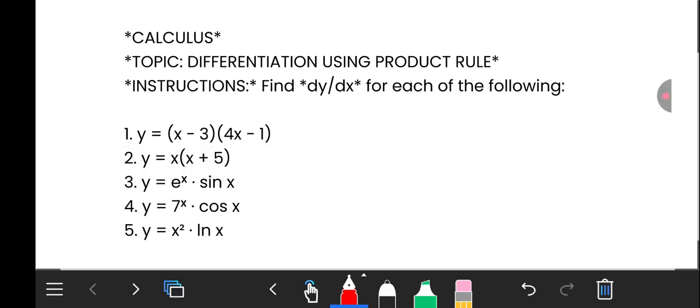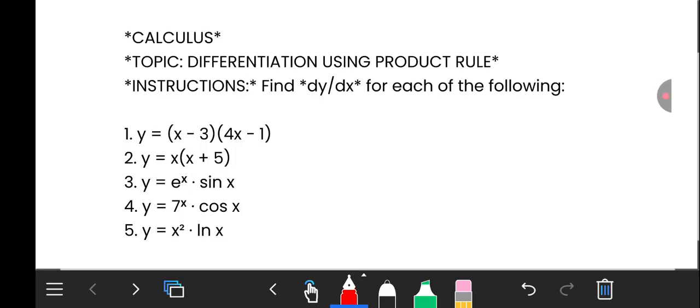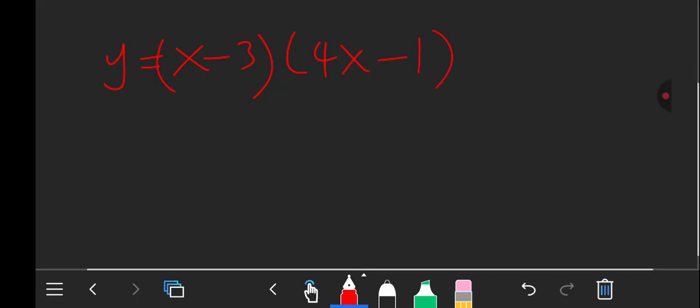Now let's solve these questions using our product rule. The first one is x minus 3, open bracket, 4x minus 1. Differentiate. So we have y is equal to x minus 3 times 4x minus 1. We're going to let u be equal to x minus 3.